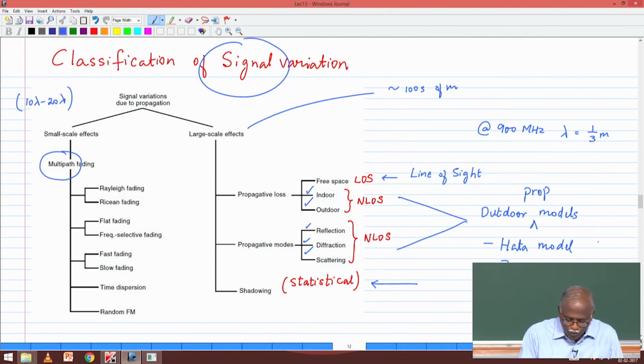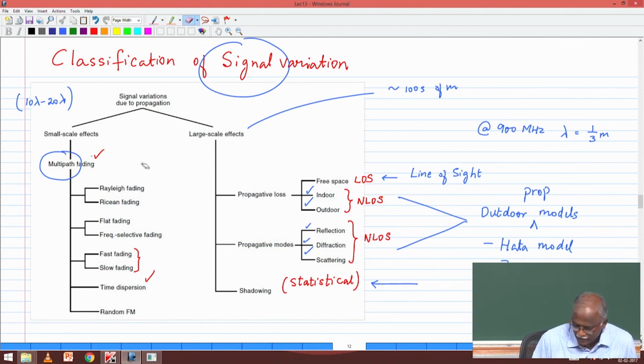Now moving over to the other side, I now know that multipath happens. What are the ways in which multipath manifests itself? First of all, it's going to manifest itself as fading. Second, it's going to manifest itself as time dispersion. The fading itself can be either fast or slow. That's two variations. It depends on your Doppler, the direction in which you are moving. Now, is the fading occurring along with time dispersion? Flat fading means that there is multipath, but there is no time dispersion. This is with time dispersion.